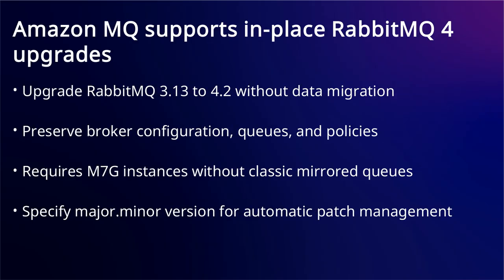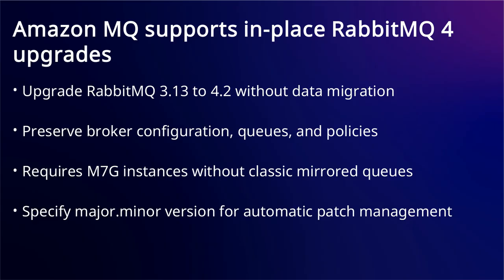Upgrading RabbitMQ brokers traditionally required creating new brokers and migrating data, introducing operational complexity and potential downtime. Amazon MQ now enables in-place version upgrades from RabbitMQ 3.13 to 4.2 through the console, CLI, or API. You can upgrade without data migration, as the process preserves your broker configuration, queues, exchanges, bindings, users, and policies.